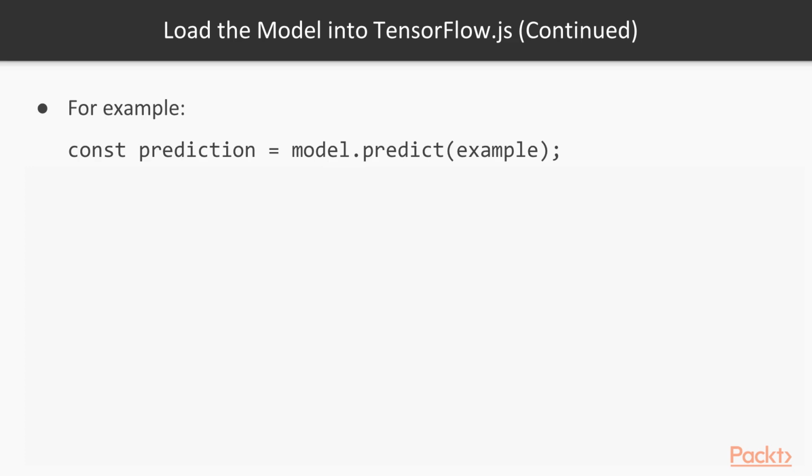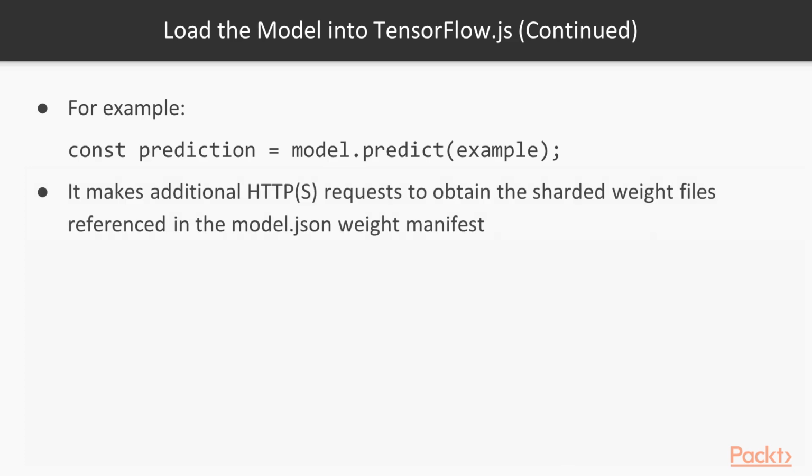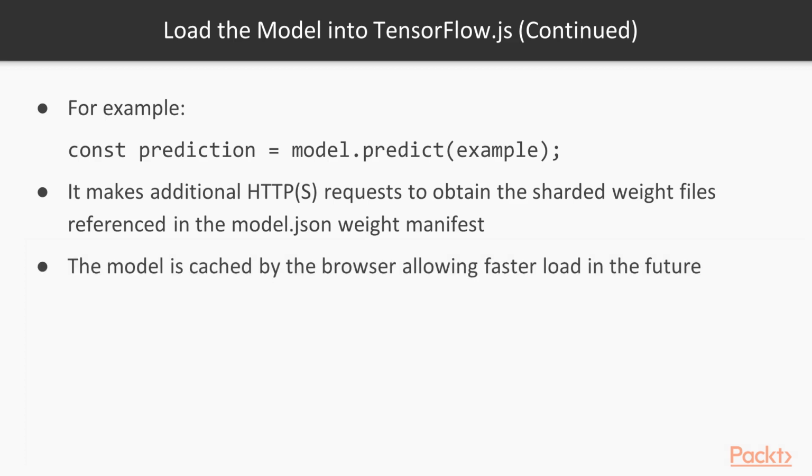After it has been loaded, it makes additional HTTP requests to obtain the sharded weight files referenced in the model.json weight manifest. But the good thing is, the model is cached by the browser, allowing faster load in the future. In this video, we saw how to use a pre-saved Keras model as well as how to save a Keras model directly as a TensorFlowJS model.